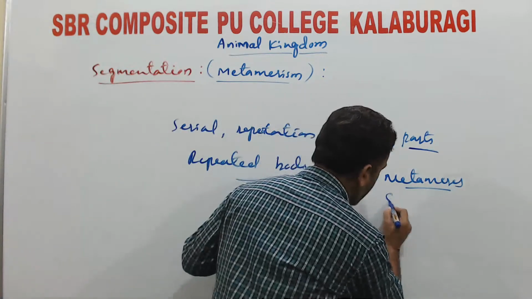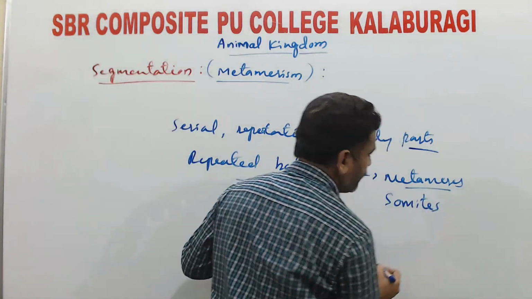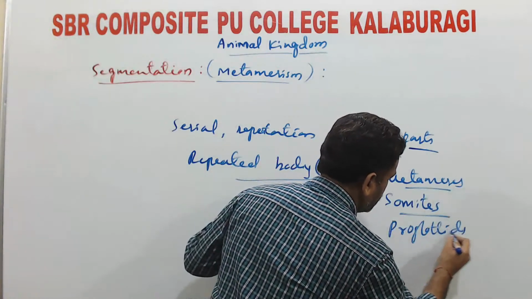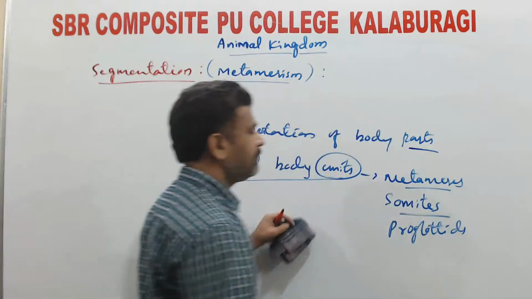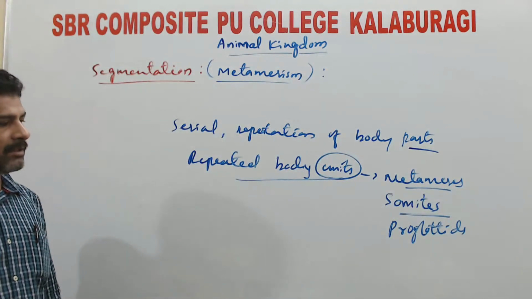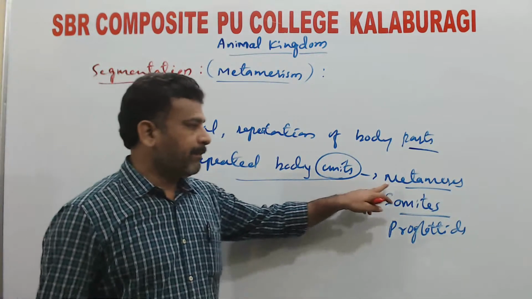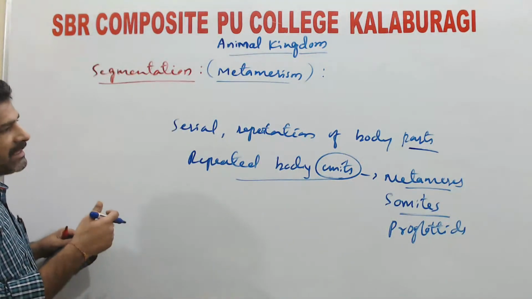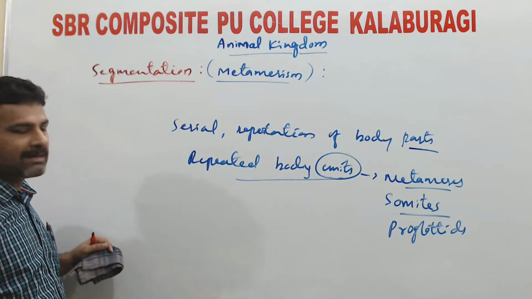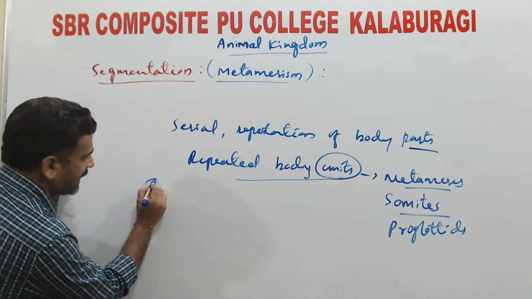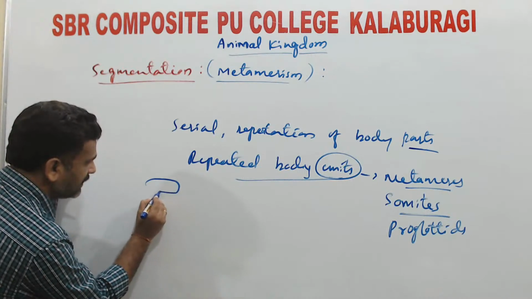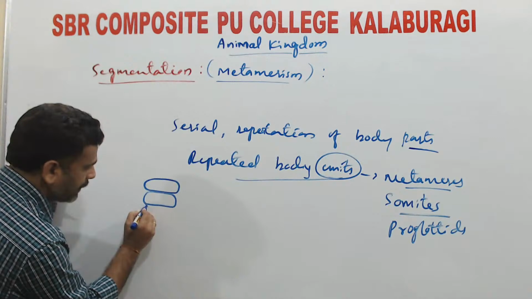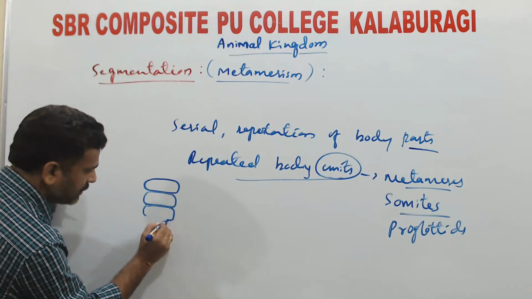These are also called the somites. These are also called the proglottids. Metameres or somites or proglottids. The repeated units, or the serial repetition of the body parts, is like this. The segmentation we are going to observe, like this segmentation. So this is one segment. This is another segment.